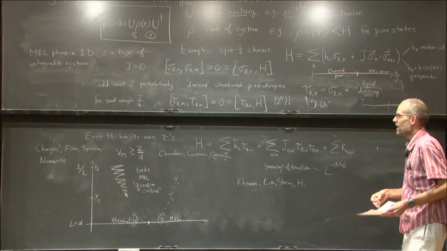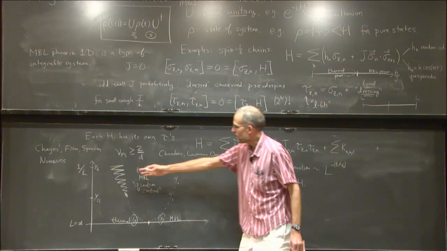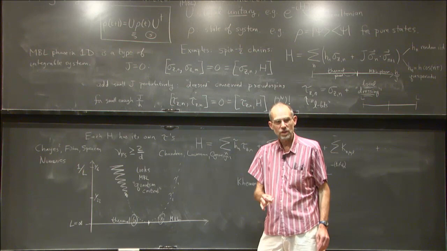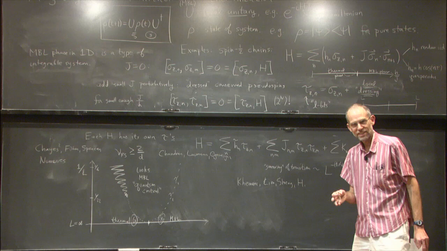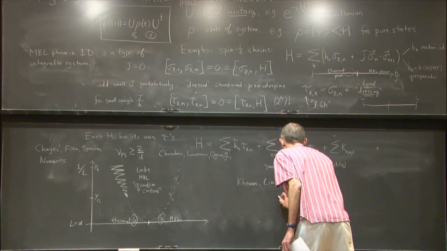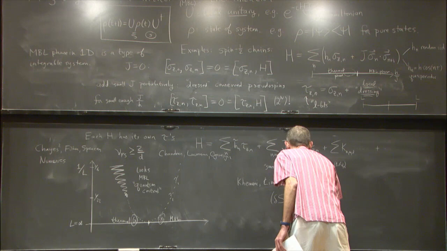And in this regime here, the sample-to-sample differences are growing with size faster than can be asymptotic, right? So what we find here is S, let's say delta S sample, where S is the entanglement entropy.